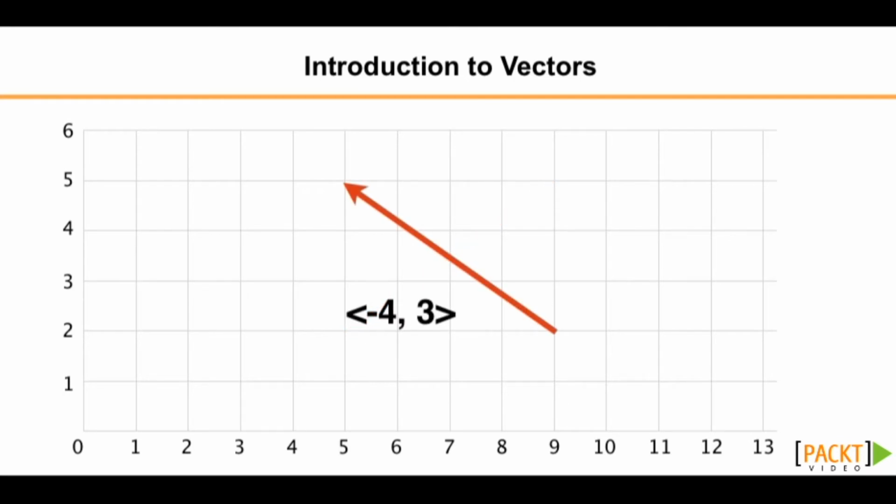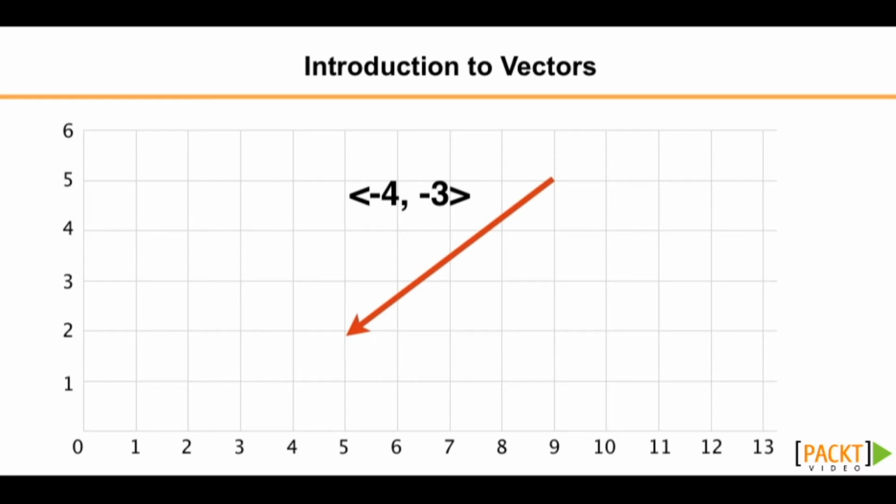Now, if we saw this other example, we would see the point of origin has changed to 9 in the x-axis and 2 in the y-axis, and the vector now goes -4 in the x-axis and 3 in the y-axis. So we can probably see that this vector goes to the left and up. It goes to the left because -4 is negative. And here's another example. It goes -4, -3. -4 in the x-axis, -3 in the y-axis. This time it goes to the left, down. And the point of origin, in this case, is 9 in the x-axis, 5 in the y-axis.